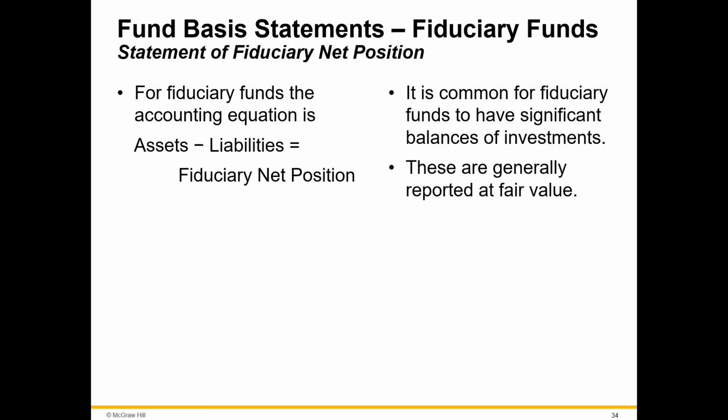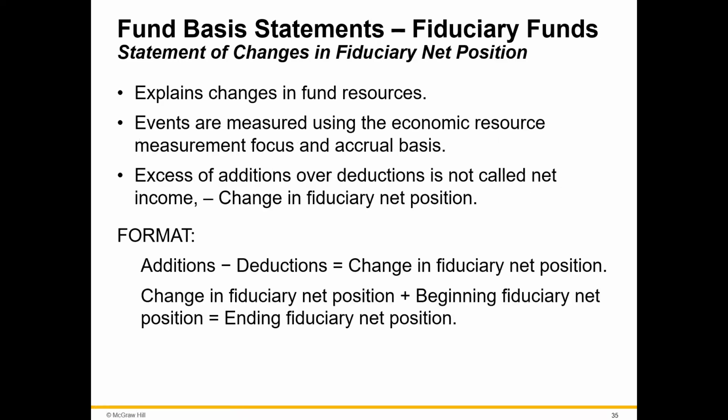Okay, for fiduciary, it's assets minus liabilities equals fiduciary net position. So just a tad bit different than our normal accounting equation. Our assets are reported at fair value. The statement of changes explains the changes in fund resources, measured using the economic resources measurement focus and accrual basis. The excess of additions over deductions is not called net income. It's called change in fiduciary net position. Format: additions minus deductions equals change.